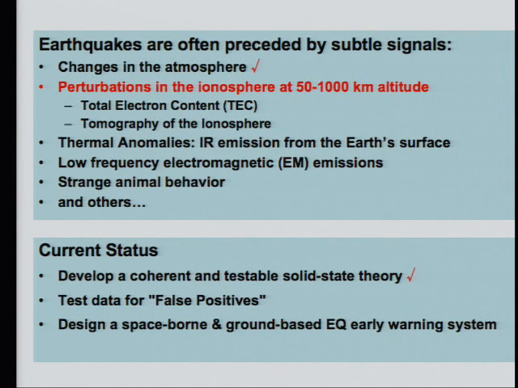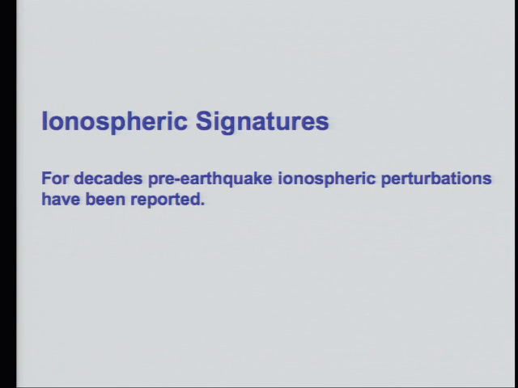So now let's look at the perturbation of the ionosphere. The ionosphere starts at about 90 kilometers and of course extends upward without end, and typically the ionospheric effects are considered to happen in the 50 to 1,000 kilometer height range. Now for decades, pre-earthquake ionospheric perturbations have been noticed. The first people who noticed it were in the 30s or so, or even in the 20s.